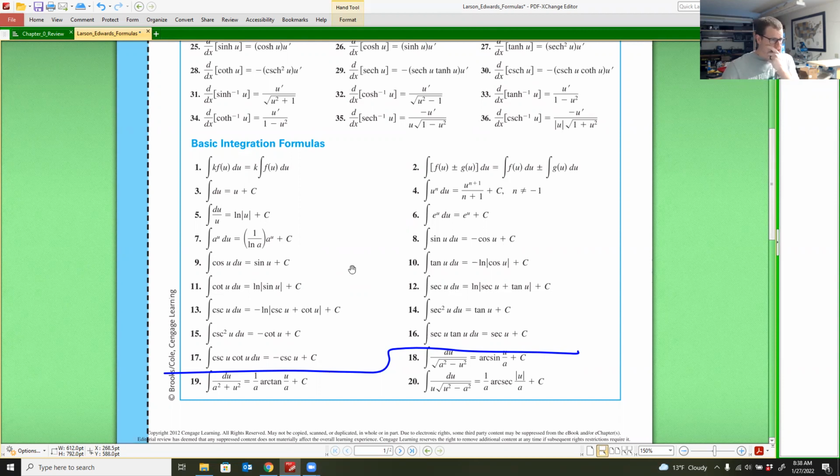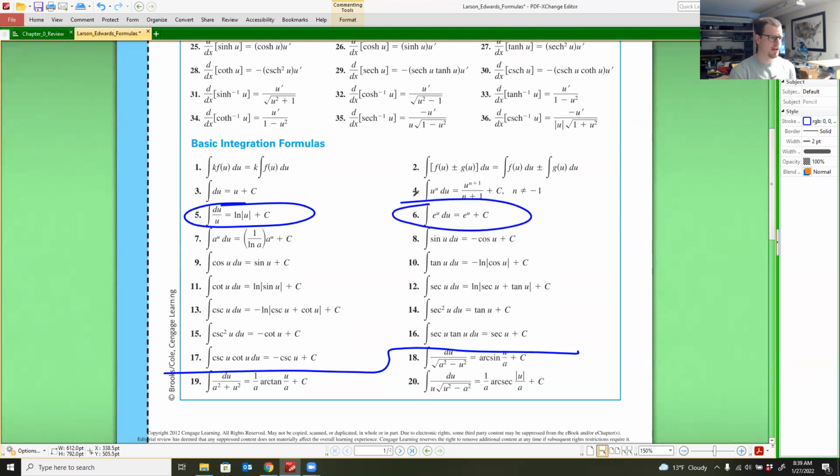All right, let's see here. Constant multiple, sum and difference. The integral of 1 is just u. Power rule. Actually, this one we learn, and this one we learn in our next chapter as well. So we're maybe not familiar with those yet, as well as this one.